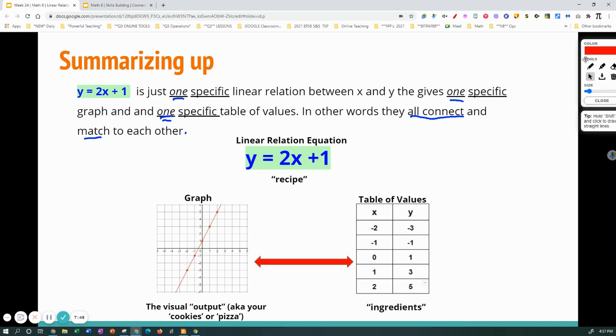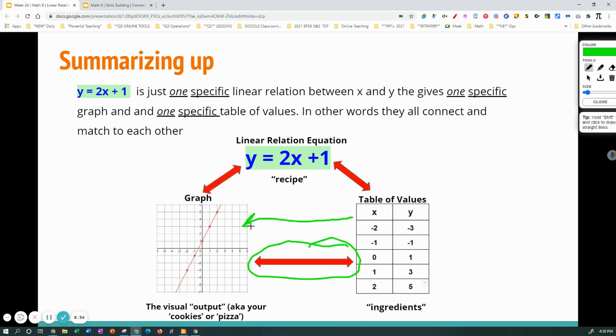We just basically started this, grade 8s. So what graph goes with this table of values? That was week 1. We focused on connecting the graph and the table of values. In the next few lessons, we will now introduce the actual equations and how to draw the connections here. And again, they go in both directions. So that's just a quick recap and a summary of what we learned in week 1 of linear relations. I hope that helped.